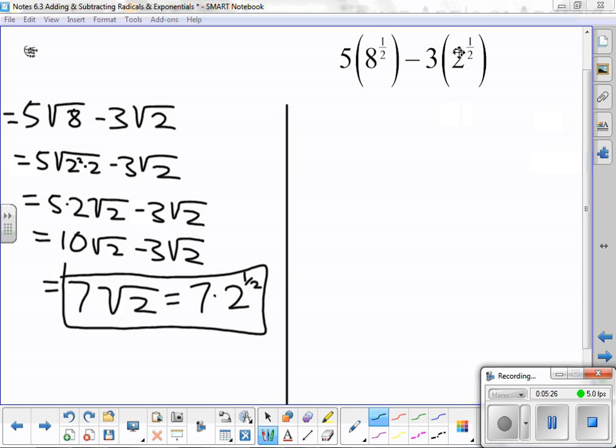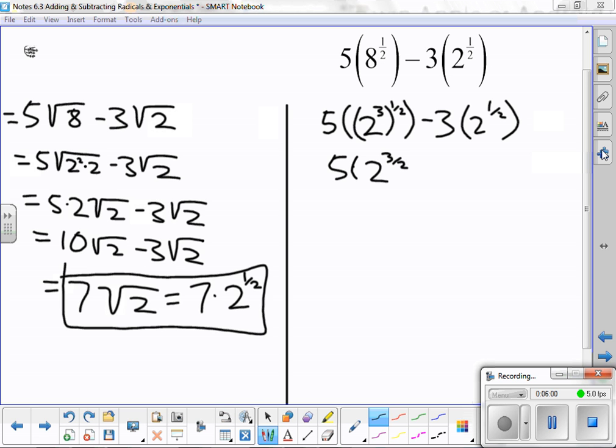I can't really do much to simplify this to make it look any which way. So I'm going to work with this 8. Now 8, I know I can turn it into a 2. 8 is 2 to the 3rd power. So I'm going to rewrite this as 5 parentheses 2 to the 3rd power, but then you're multiplying that to the 1/2 power, minus 3 times 2 to the 1/2 power. This is 5 times, or you can put parentheses, 2 to the 3/2 minus 3 2 to the 1/2 power. Okay, so we're getting closer.